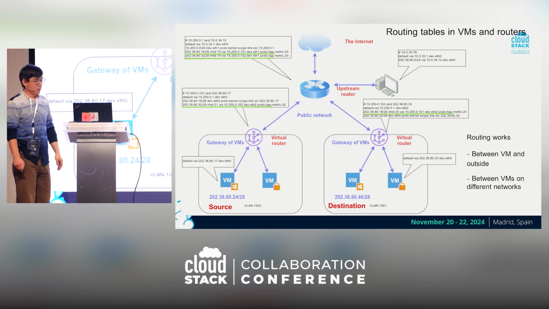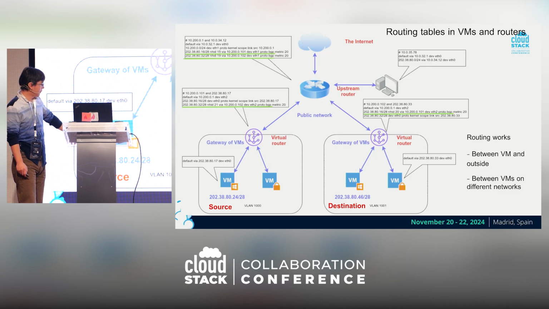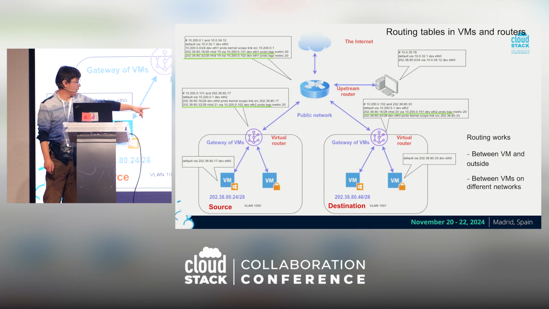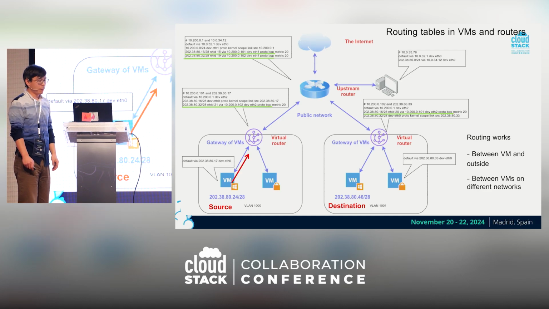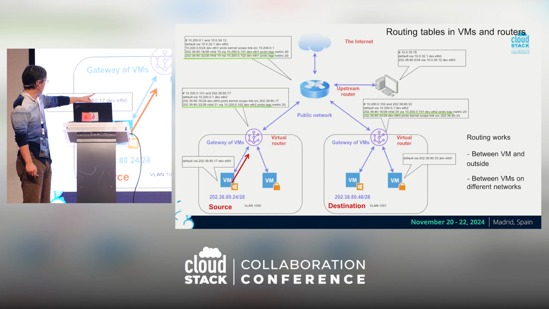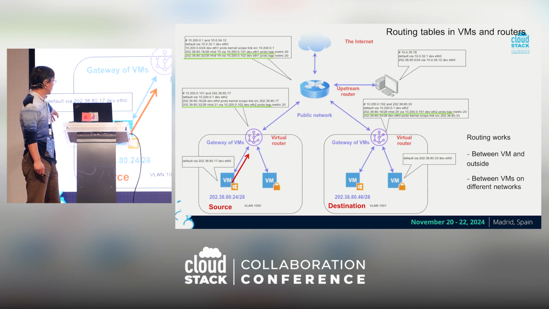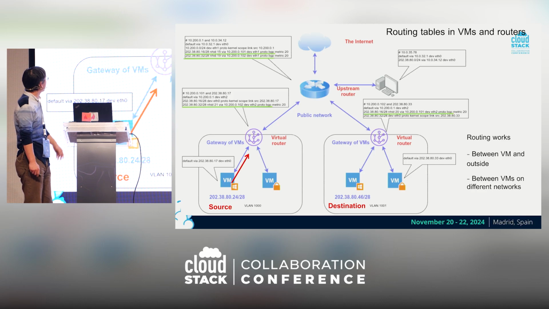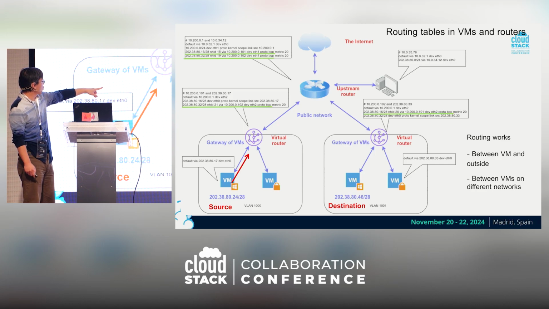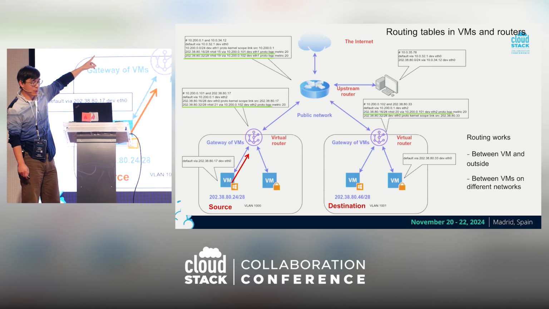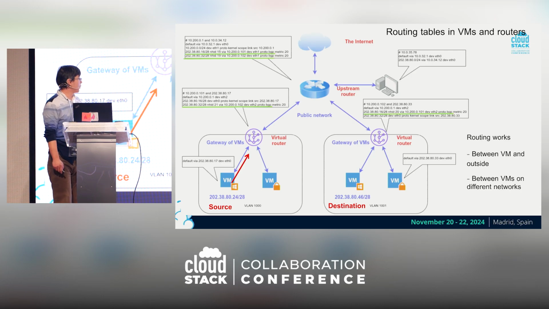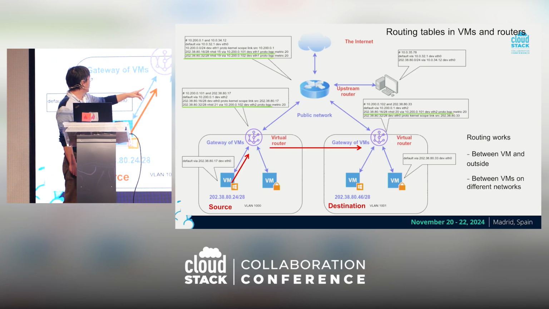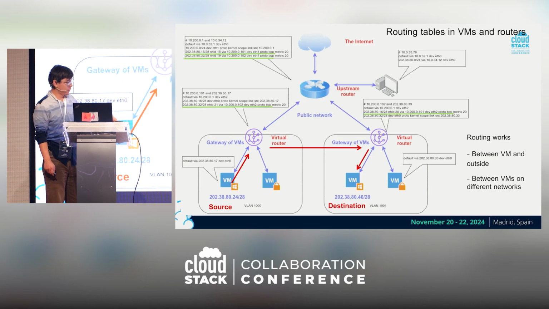If we send a packet from this VM to another VM in another network, it will first go to the virtual router because of the routes inside the VM, and then the virtual router knows where to forward the packets. It will forward packets to the virtual router of the second network, and then finally reach the destination.